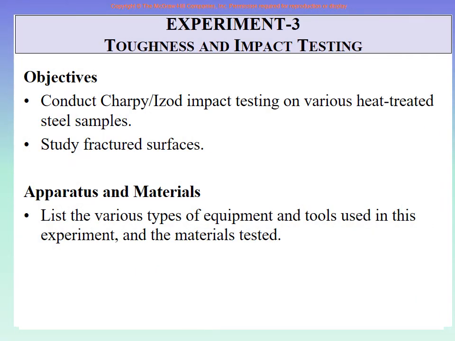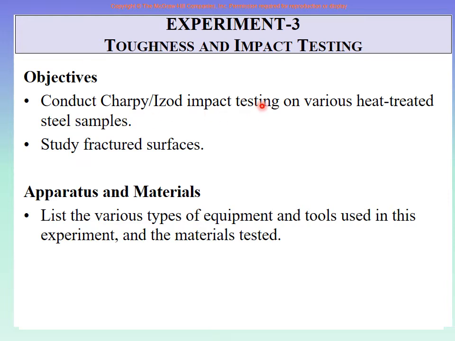Experiment 3 is toughness and impact testing, right? So again, any part of this lab manual that you want to understand in more detail, you go to the lectures, you go to the video lectures, you go to the PDF lectures and so on. And toughness and impact testing we have done there. So objectives: conduct Charpy or Izod impact testing on various heat treated steel samples.